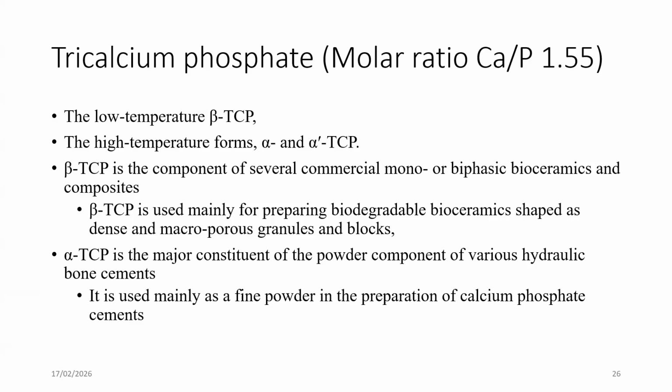So a lot of times you will see alpha and beta TCP in different variations. Anything which is made up of calcium phosphates will have a variant of tricalcium phosphate.